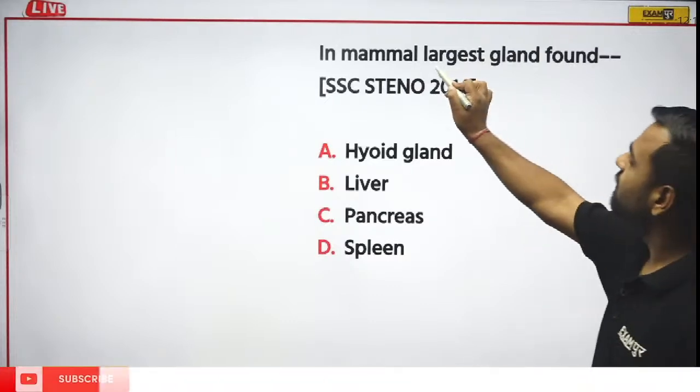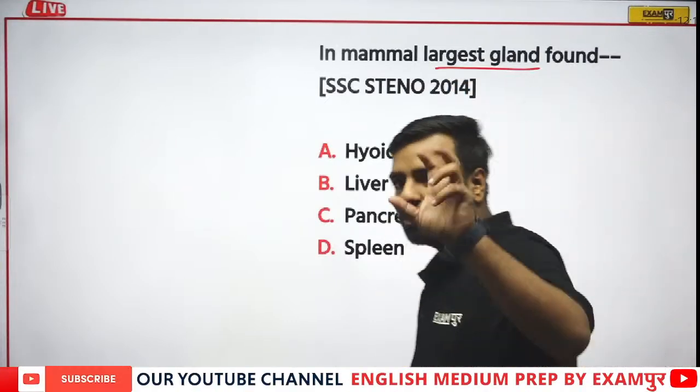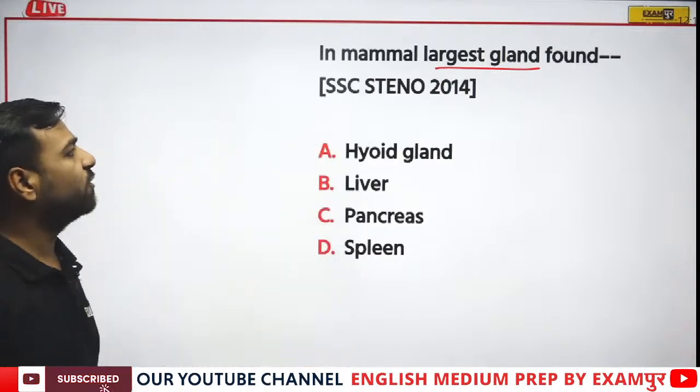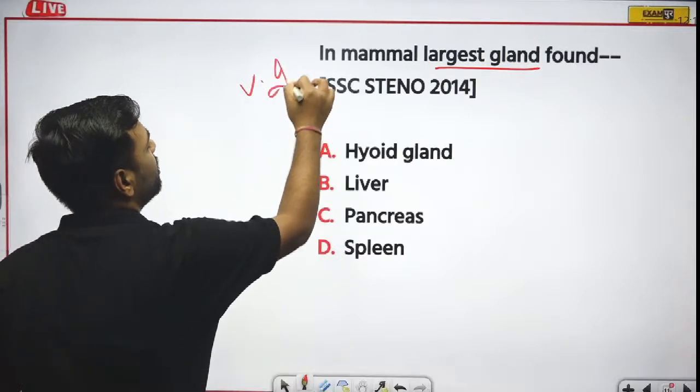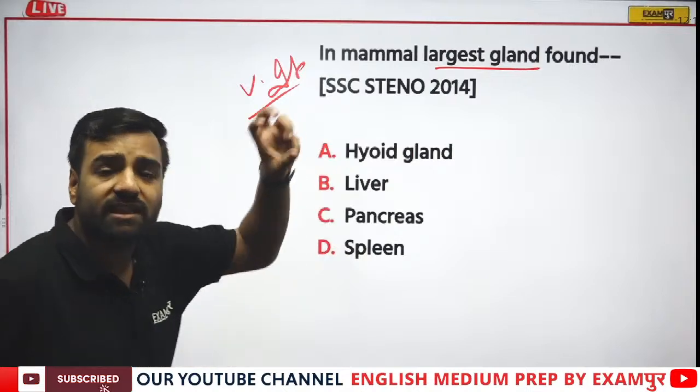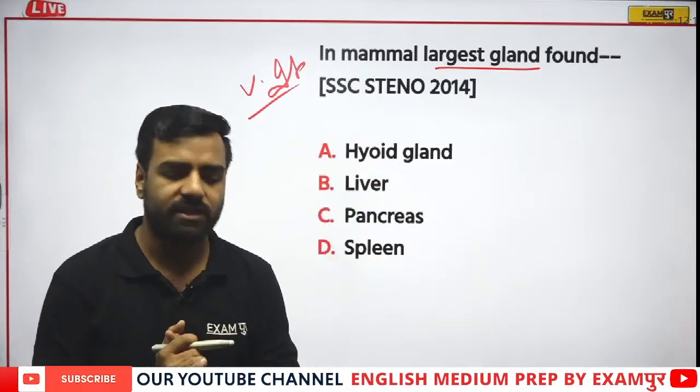Next, in mammals, largest gland is found where? So this question is from Steno, 2014, and yes, a very important question because it is asked which is the largest and which is the smallest. Let's see who will give this answer.